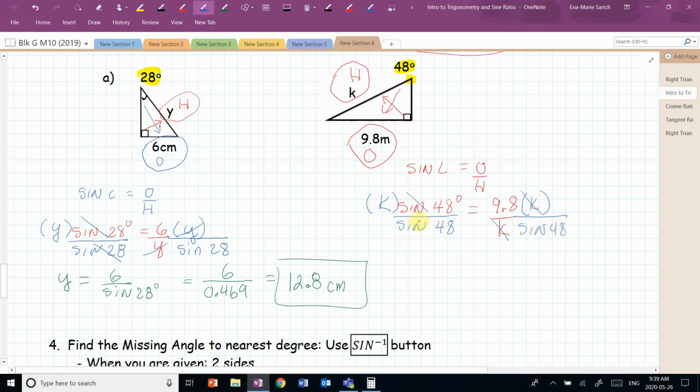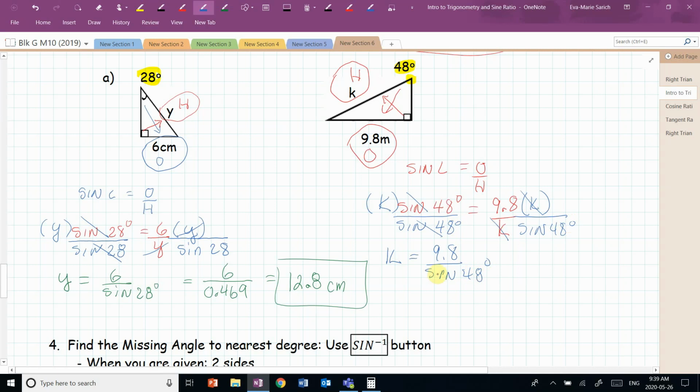Sine 48 on the left divides by sine 48 to be removed. All we have left is K. We've done it. We've got K all by itself. On the right-hand side, we've got 9.8 divided by the sine of 48. Now these are degrees. I should be writing degrees in there.